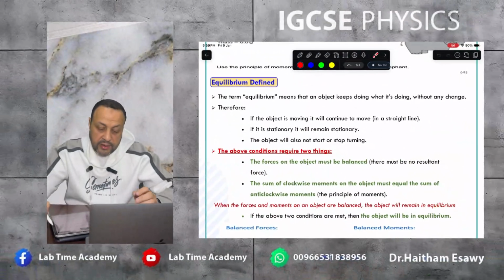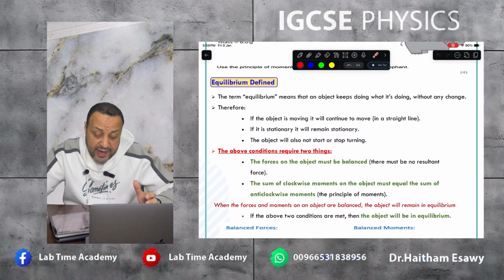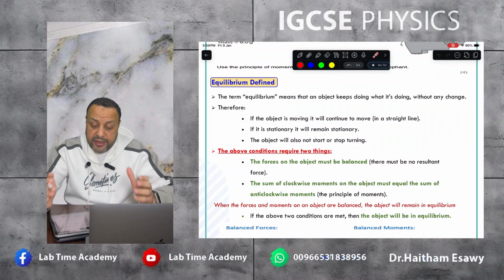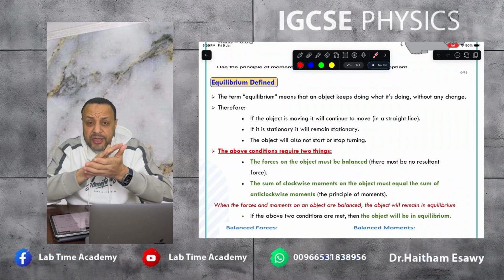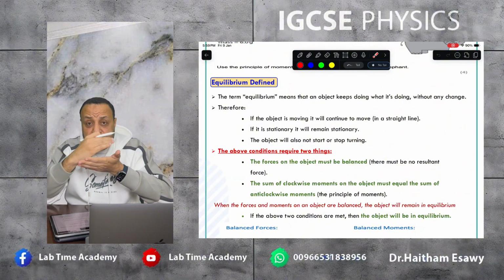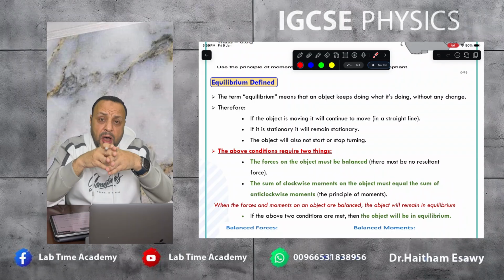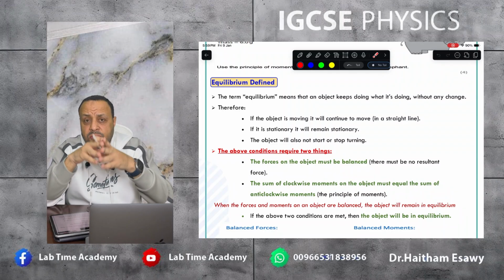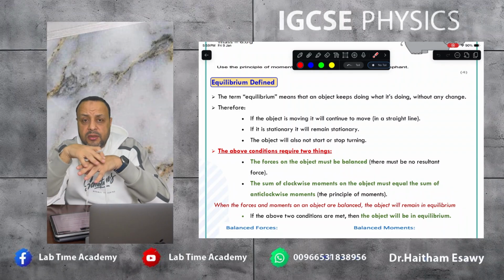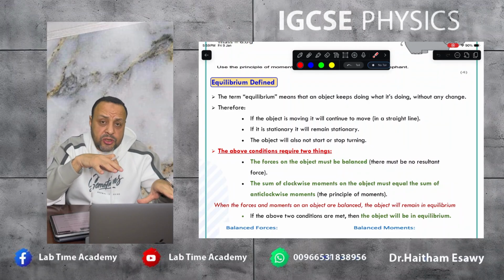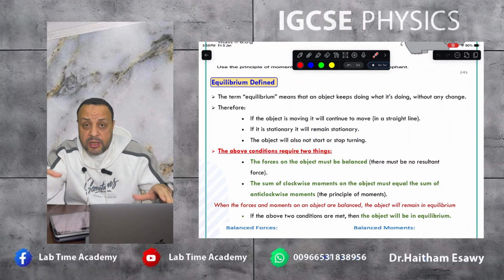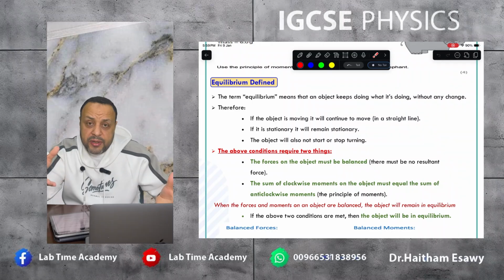That's it. Equilibrium defined. Actually, the term equilibrium means that the object keeps doing what it's doing without any change. This means that if the object moves with a constant speed, it will continue moving with a constant speed. If the object is stationary, so the object remains stationary. So that will be the meaning of the equilibrium.